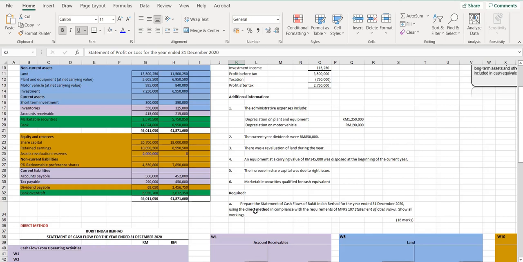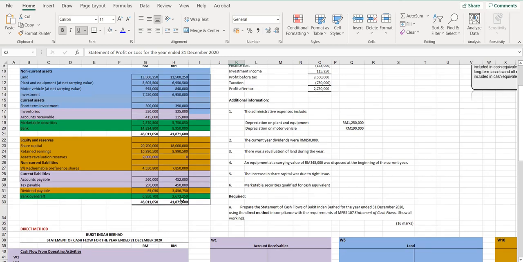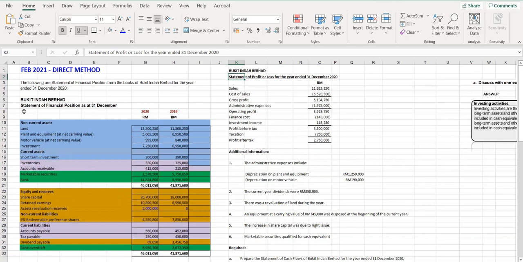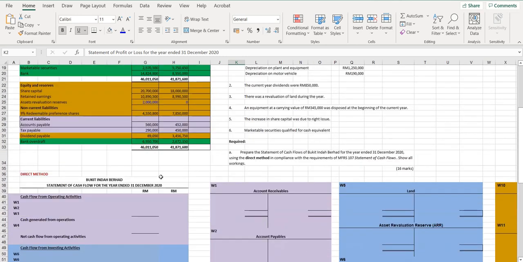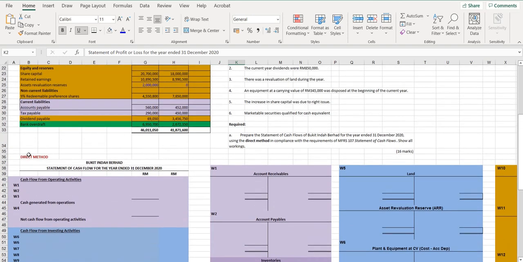You need to prepare the statement of cash flow using direct method in compliance with MFRS 107 Statement of Cash Flow, which is word for word the same as IAS 7, the international standard, Statement of Cash Flows. I'm going to use the so-called color-coded method to help you prepare the cash flow statement in a more organized manner. What you need to do first, in my method, is to set up or prepare the template.